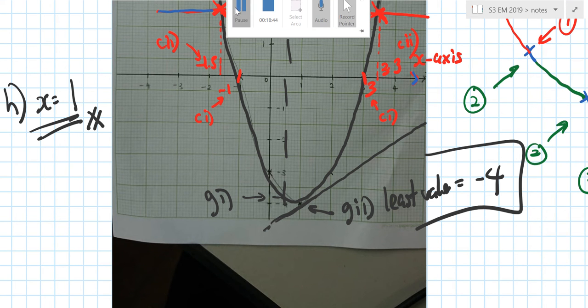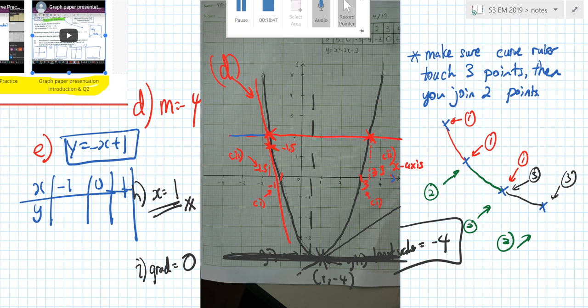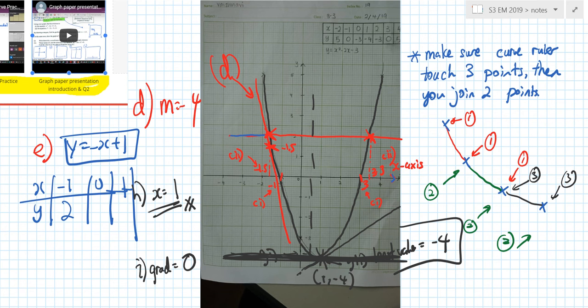Hey Gerald. So E. Last one, minus x plus 1. Put in the minus 1, I get 2. Put in the 0, I get 1. Put in the 1, I get 0. Can you mark those 3 points?